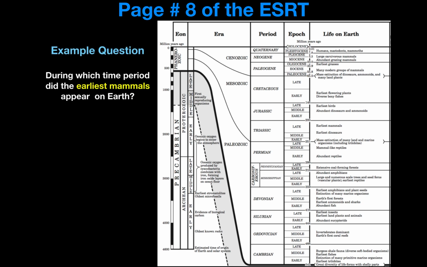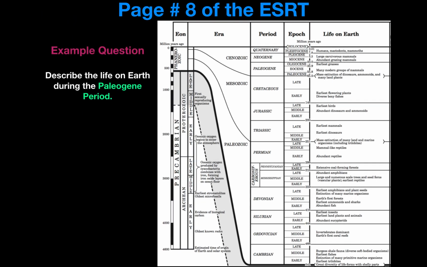So the question is, during which time period did the earliest mammals appear on Earth? I want you to note that I highlighted the phrase earliest mammals because that is our key to the question. So I'm going to start by looking at the Life on Earth column and look for the phrase earliest mammals. Once I find that phrase, I'm going to take that and look over to the column that says period because I'm interested in the time period. And you'll see that earliest mammals appeared during the Triassic period.